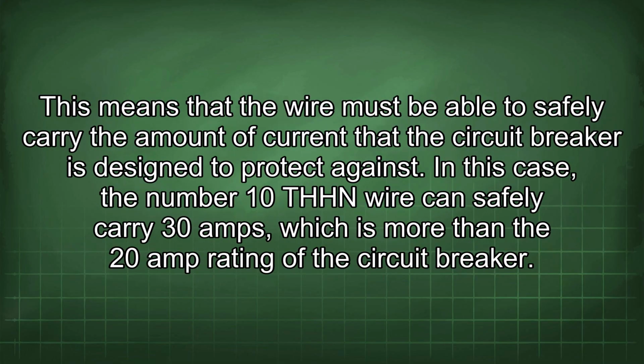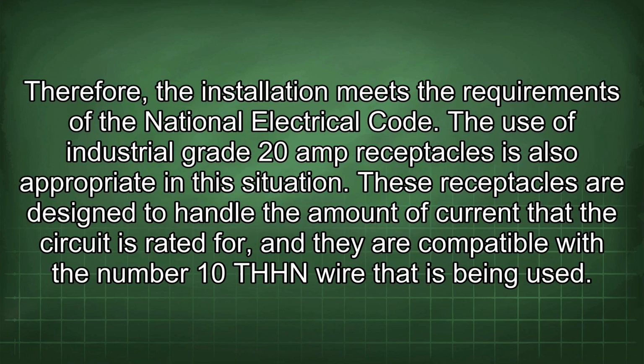This means that the wire must be able to safely carry the amount of current that the circuit breaker is designed to protect against. In this case, the number 10 THHN wire can safely carry 30 amps, which is more than the 20 amp rating of the circuit breaker. Therefore, the installation meets the requirements of the National Electrical Code.